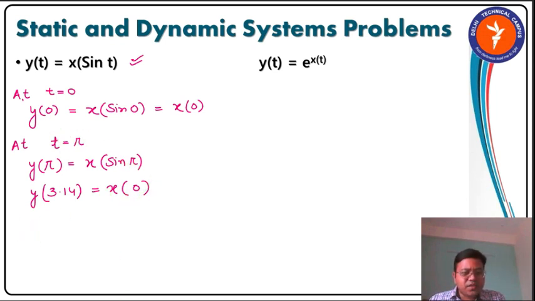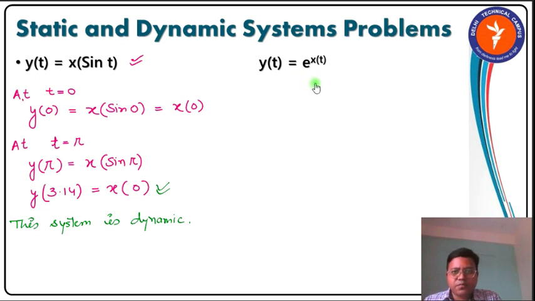So we will say that this system is dynamic in nature. By dynamic, I mean that it must have certain provision to store the past values. To calculate the y at 3.14, it must store the value at x equal to 0.